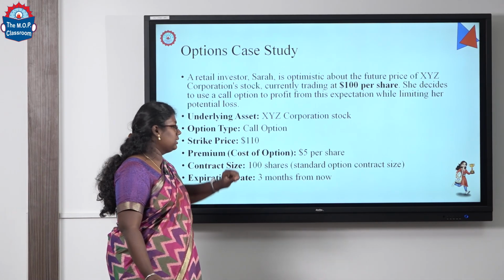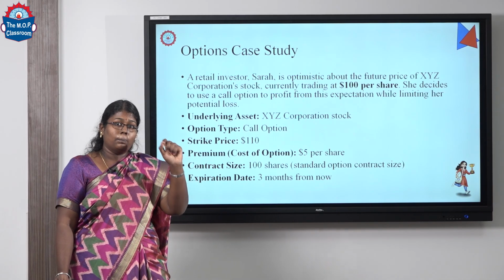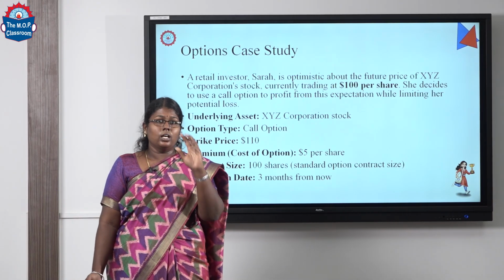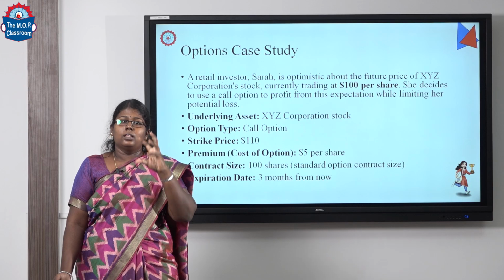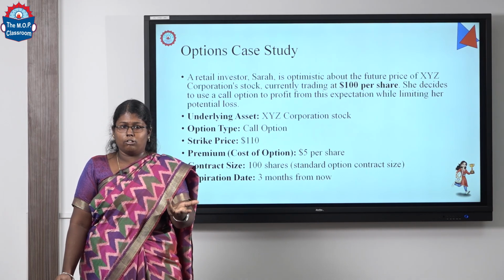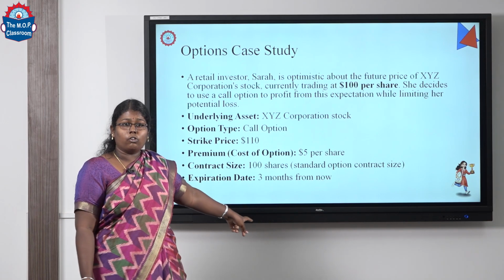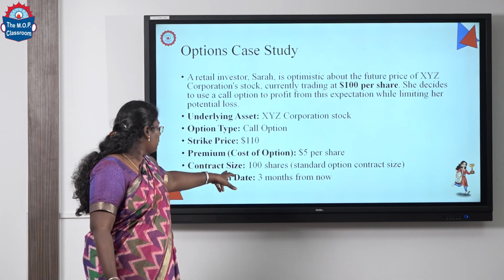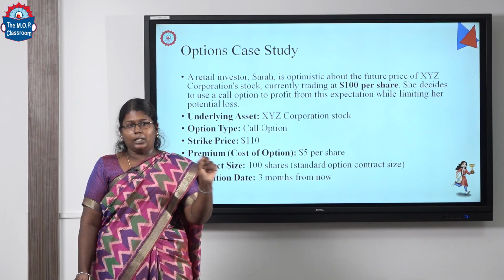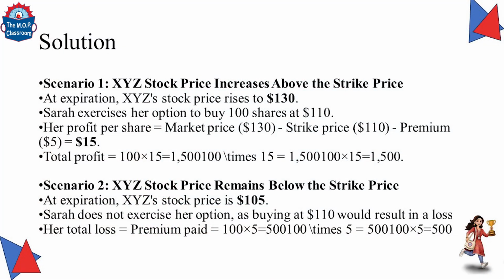Here the contract size is mentioned. The reason is that whenever you purchase an option contract in the market, it's only on a lot basis. That's why we need to know the contract size we are entering into. And then the expiration date of the option contract is mentioned. This is only for a period of 3 months from the date of signing the contract. Now we are moving to the solution.